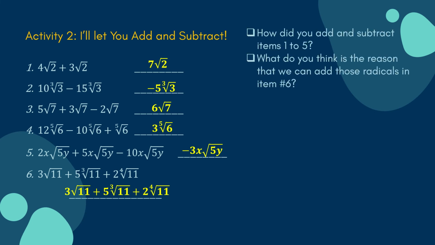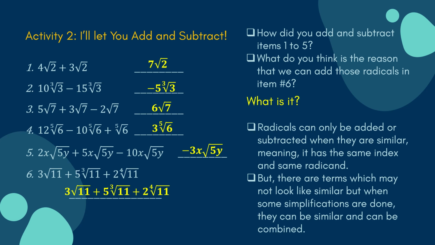How did you add and subtract items 1 to 5? So simply we add the numbers or subtract the numbers outside because they are of similar radicals. What do you think is the reason that we can add those radicals in item number 6? Can't we add those radicals in item number 6? Definitely no, kay why? The radicals are not similar. In the sense nga, they are of different indices.